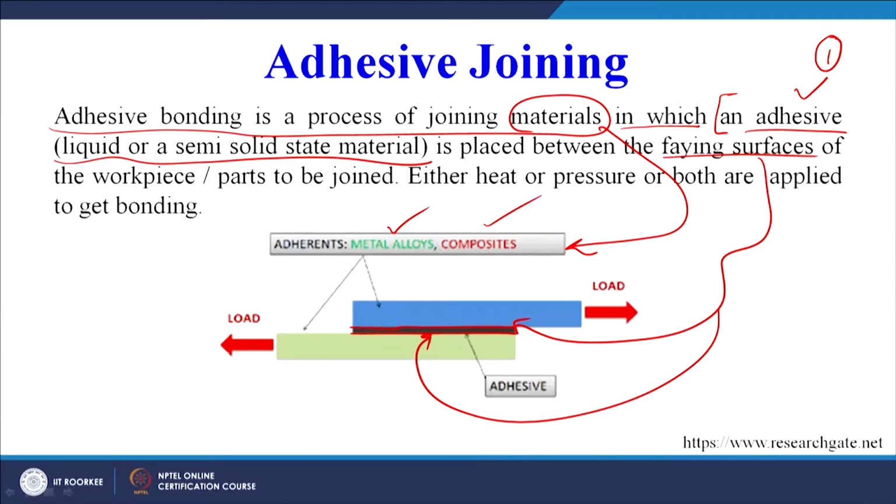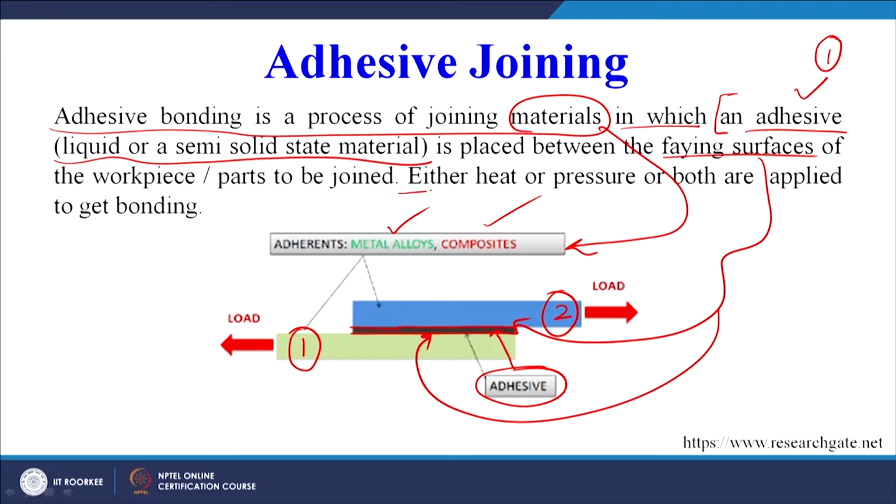So an adhesive is used. Where is the adhesive? This black color layer which is shown here is the adhesive. So adhesive bonding is the process of joining materials in which an adhesive is placed between the faying surfaces of the workpiece or the parts to be joined together. What are the parts to be joined together? This is part number 1 and this is part number 2. So these are the two parts to be joined together.